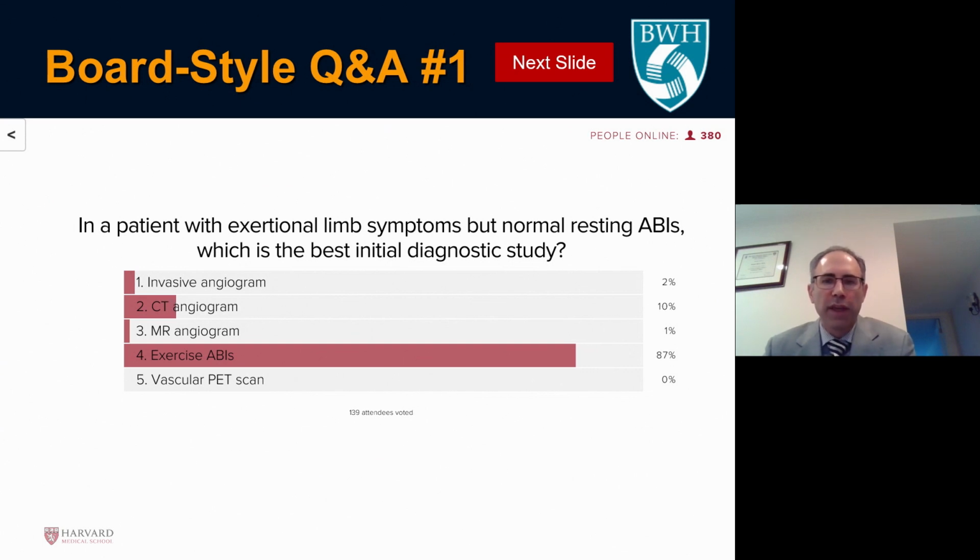So the correct answer here is actually exercise ABIs. What we want to do is provoke the symptoms and then see what happens to perfusion. And the only test here that includes provocation is exercise ABIs. All of the other tests might diagnose peripheral artery disease, but we won't really know if the peripheral artery disease is what's causing those symptoms. So exercise ABIs, which we'll review a bit more, is exactly what we should do here.